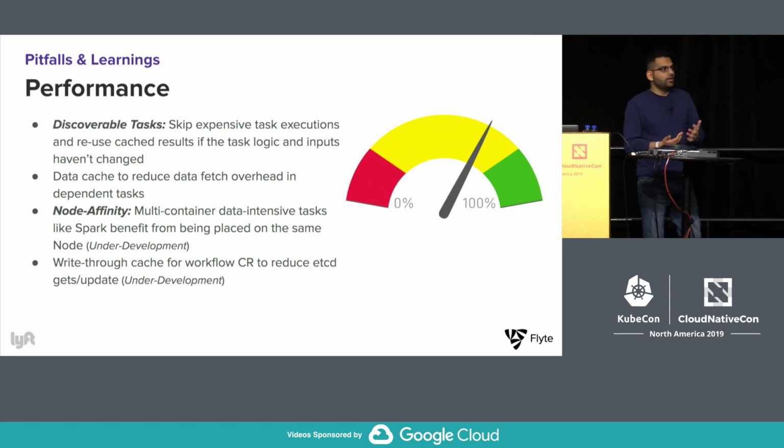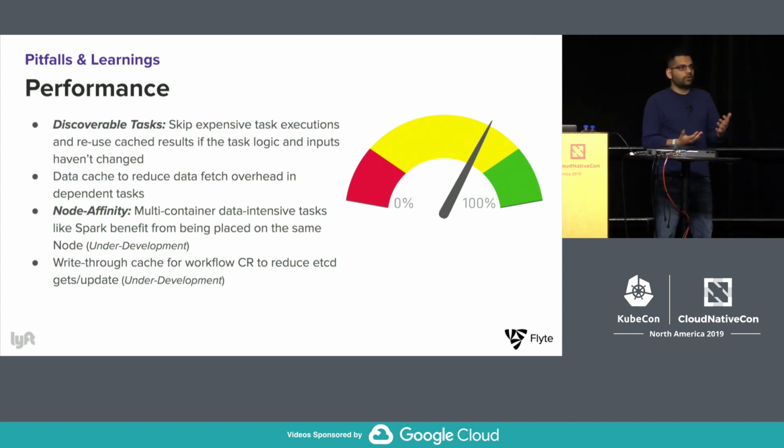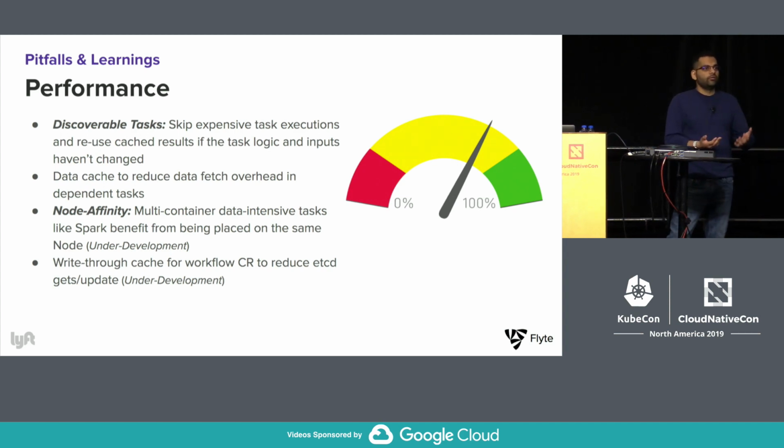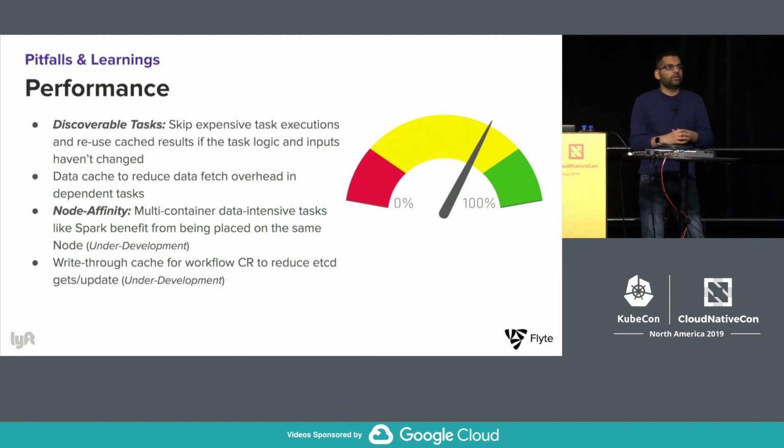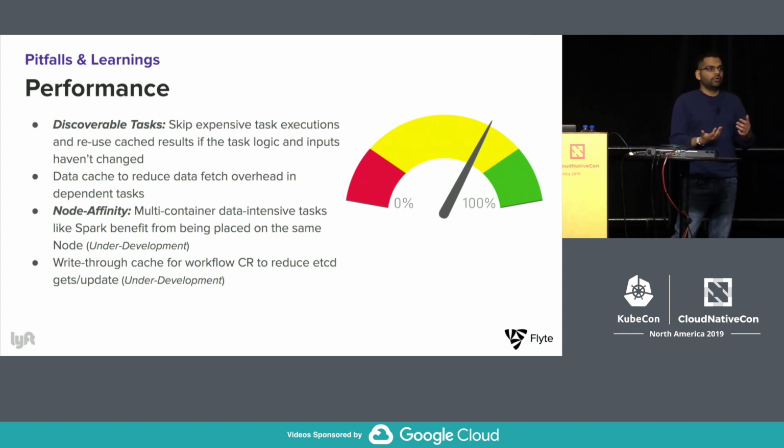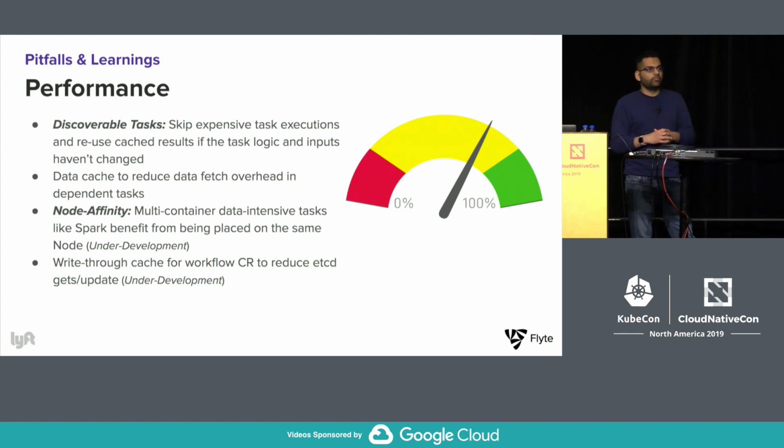What that means is, if you have run the same task in the past with the same task logic and the same task inputs, we will cache the outputs generated at that instance. And if you're running the same task again now, we will skip that task execution completely and just reuse those outputs generated in the past. This not only helps with performance, but also helps with skipping expensive computation and improves cost.